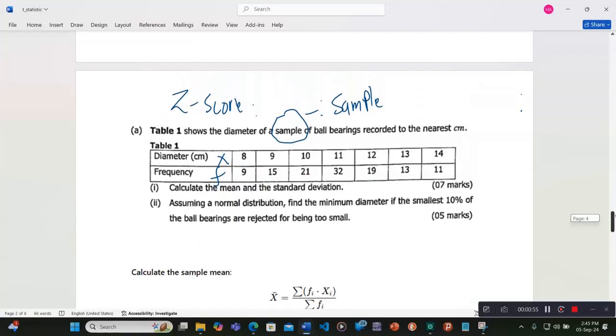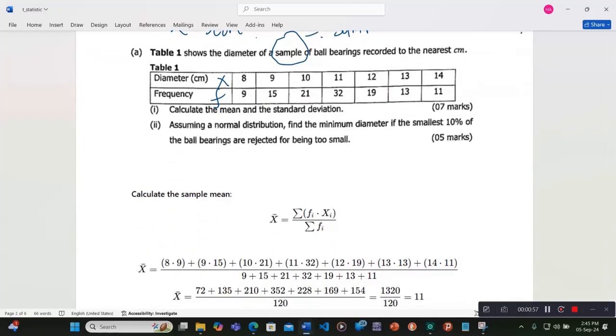First of all, we calculate the mean. We know that the sample mean is always going to be the sum of fx divided by the sum of f, whereby f is the frequency and x is the individual data points. When we sum the frequencies, we are going to have 120.